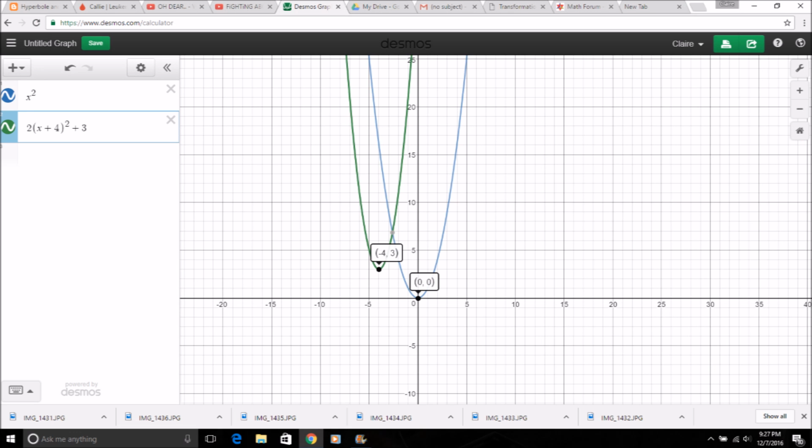My graphs obviously weren't perfect since they were graphed by hand, so this is just the computer version of the graphs, so it's a better representation.